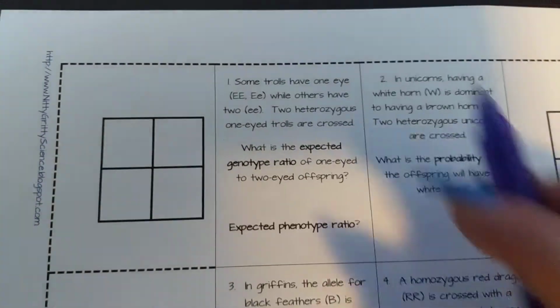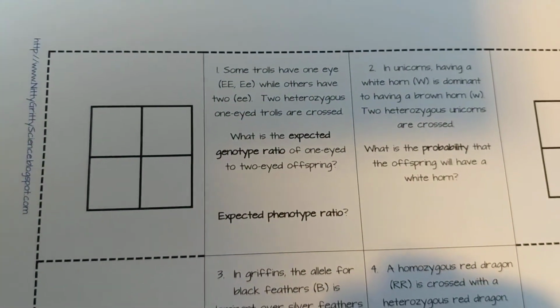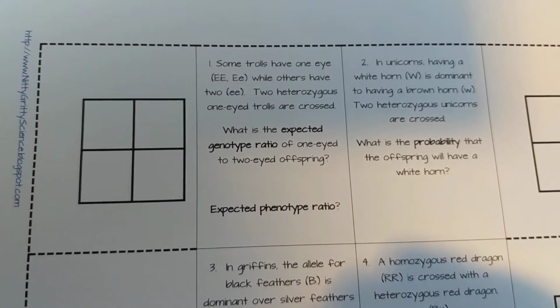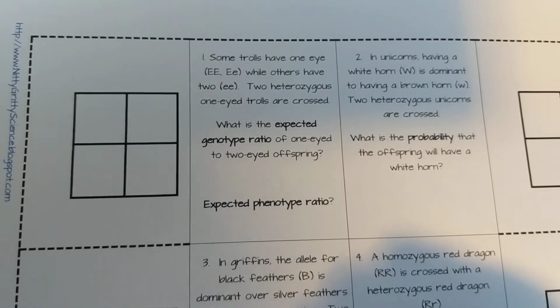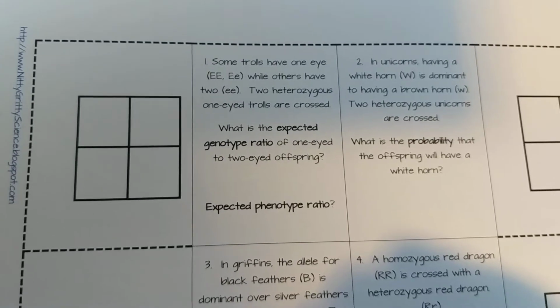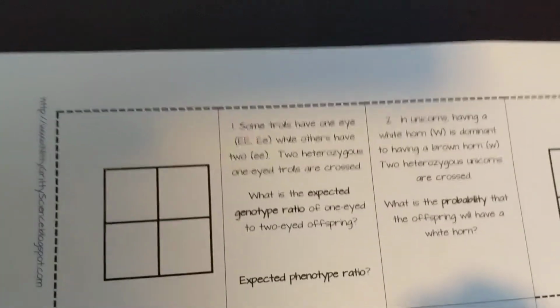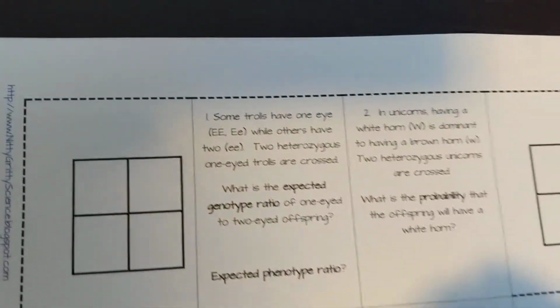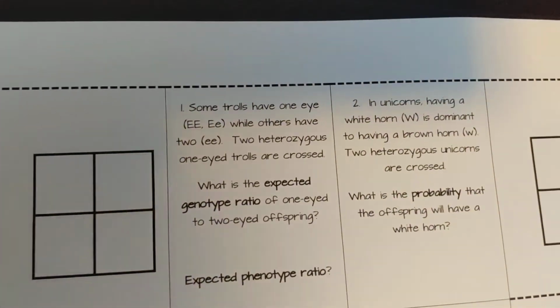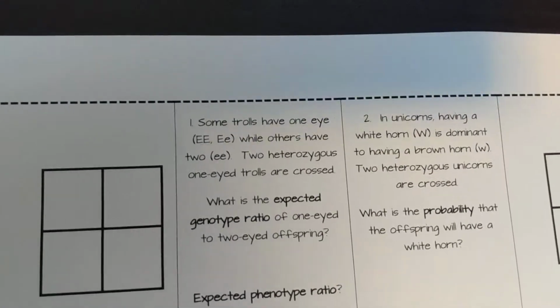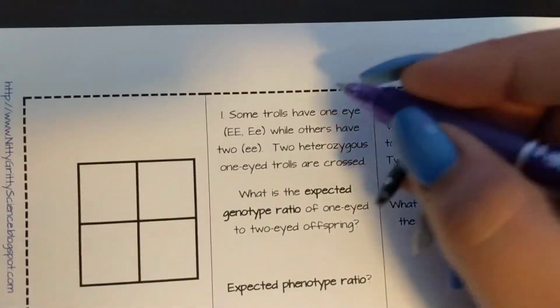Okay, so it says some trolls have one eye, capital E, or capital E, lowercase e, while others have two, lowercase e. I'm going to stop there. I like to identify some things within the word problem to help me remember my vocabulary and what my vocabulary means as I'm working through these problems.